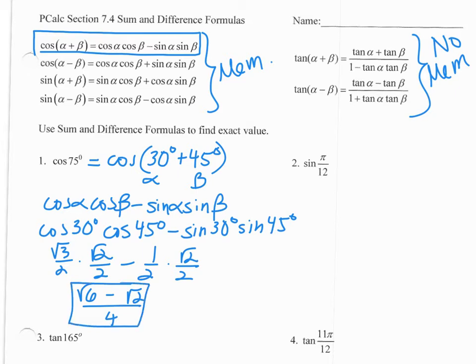Now, if you have a calculator in front of you and want to just check that, hit your mode button, make sure you're in degrees, hit cosine 75, and you should get some crazy decimal. Then enter root 6 minus root 2 divided by 4 separately, and hopefully you get that exact same decimal.